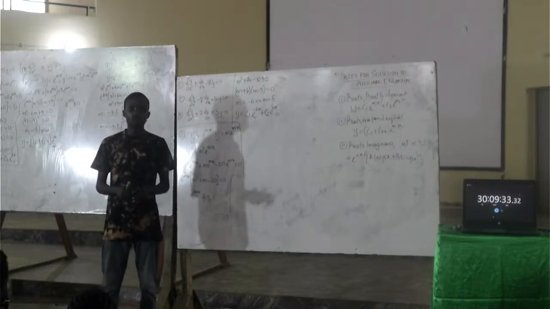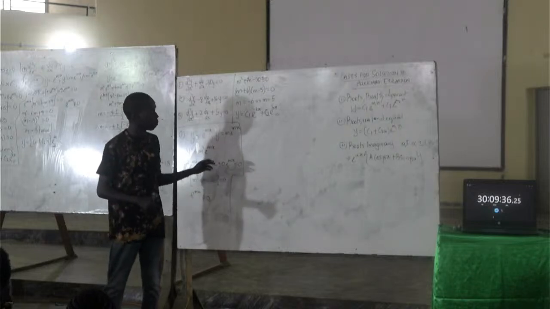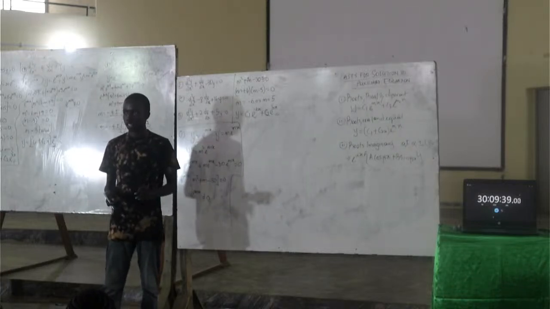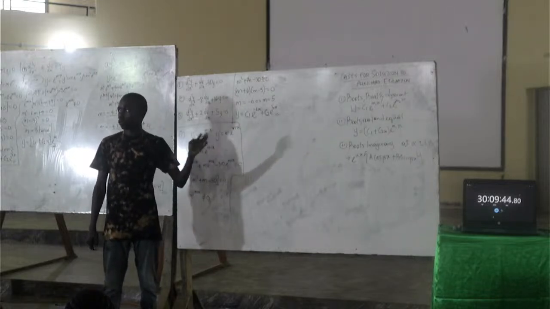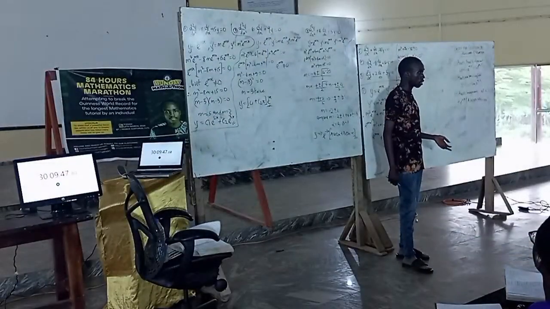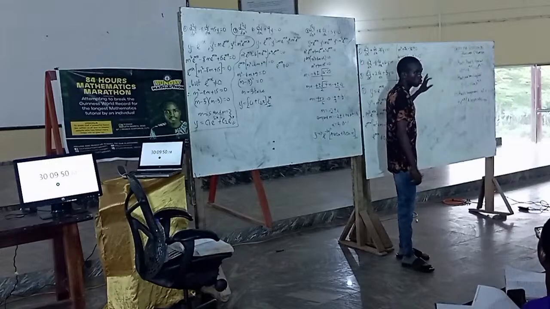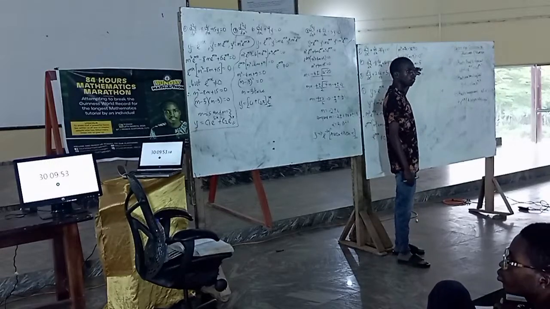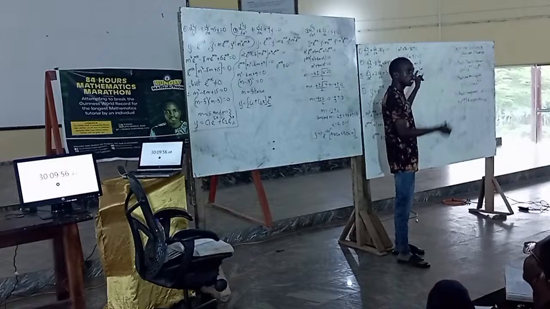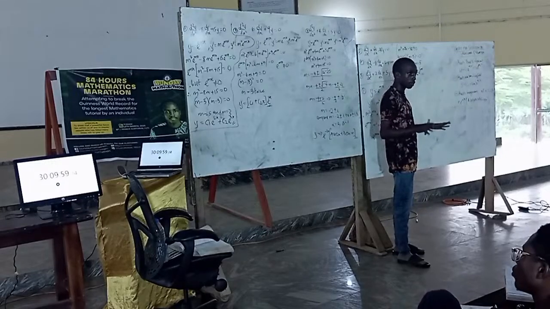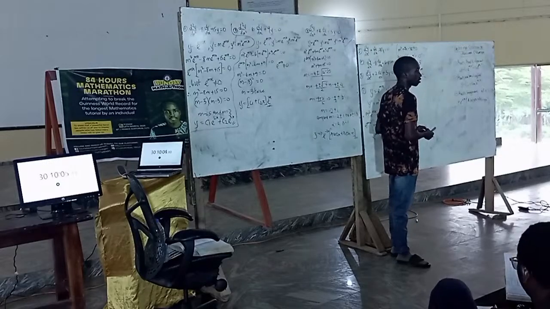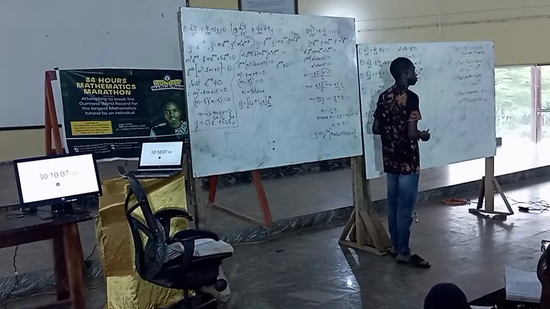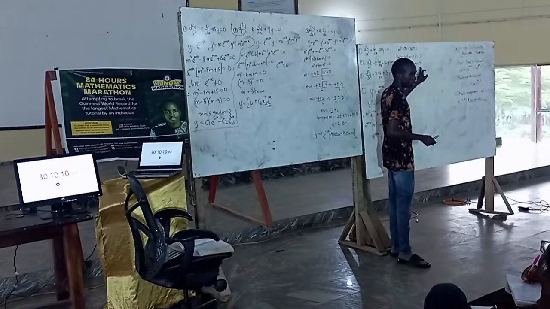Some people might be confused about this. Your m1 and m2 order does not matter. Even if you wrote it the other way round, you can put C1 exponential 5x plus C2 exponential minus 6x. As long as those solutions are the correct roots of the quadratic equation, the placement of them does not really matter. You understand what I'm trying to say? It doesn't matter.